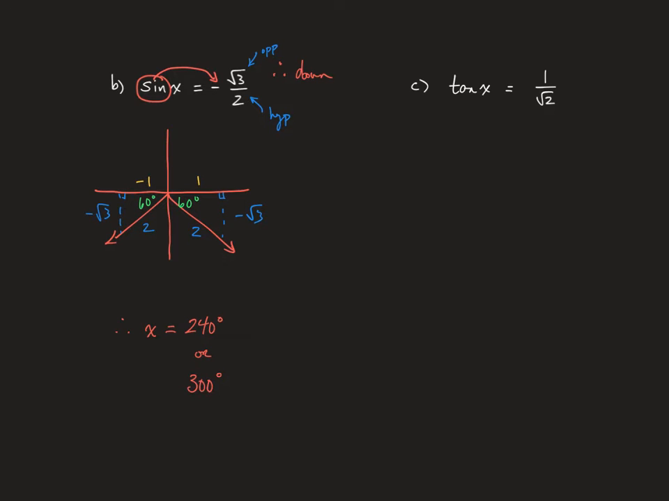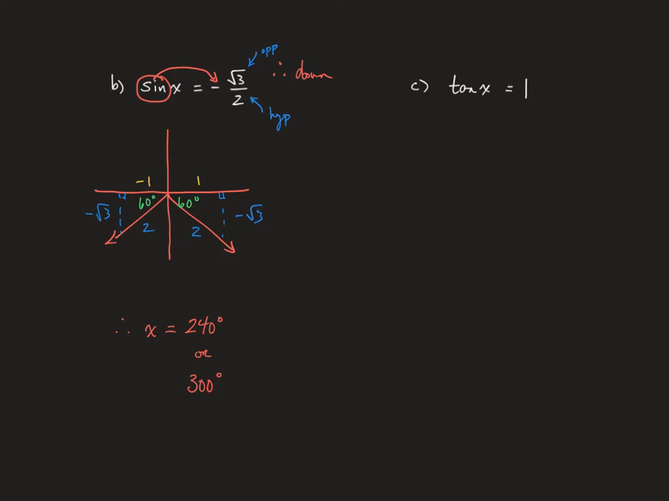Now, you might see one of the shortcomings of CAST rule. CAST rule uses the acronym that tells you which quadrant each one of those ratios is positive. Well, in question B, I gave you a negative. So for you to use CAST rule to solve for the negative, you have to think about the opposite case. I would argue to you, go directly to what you're looking for.